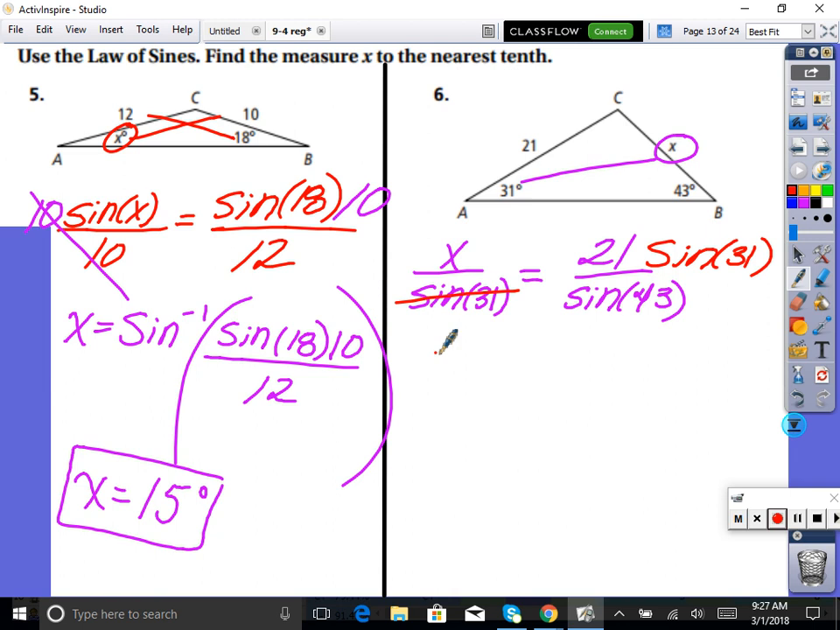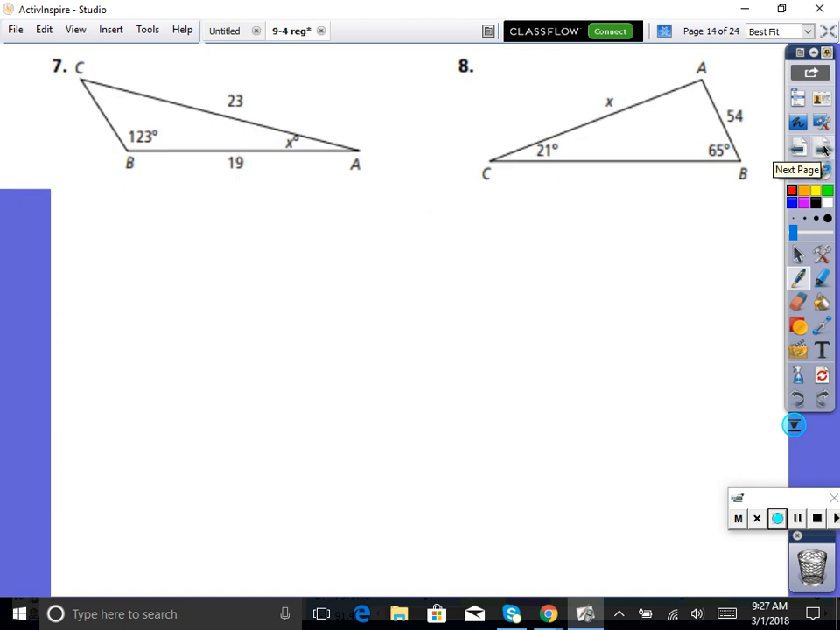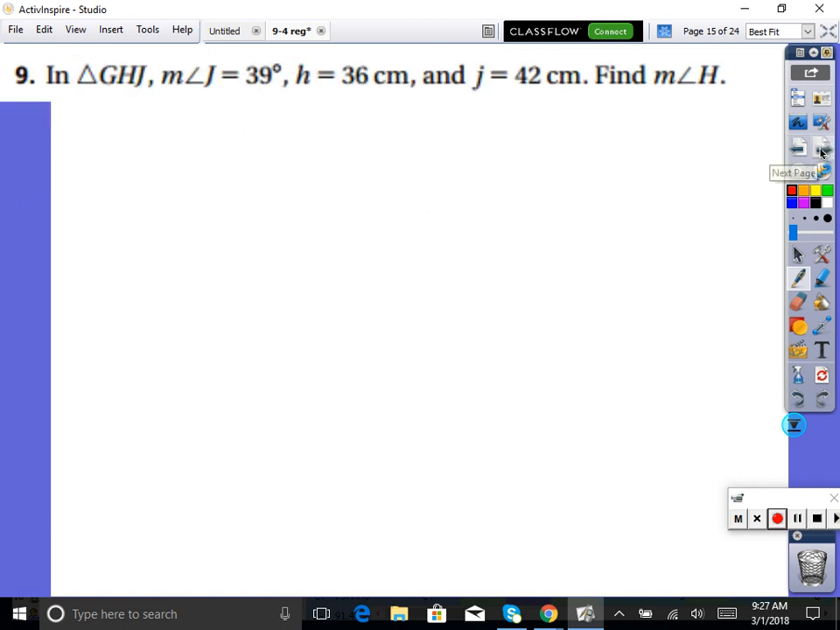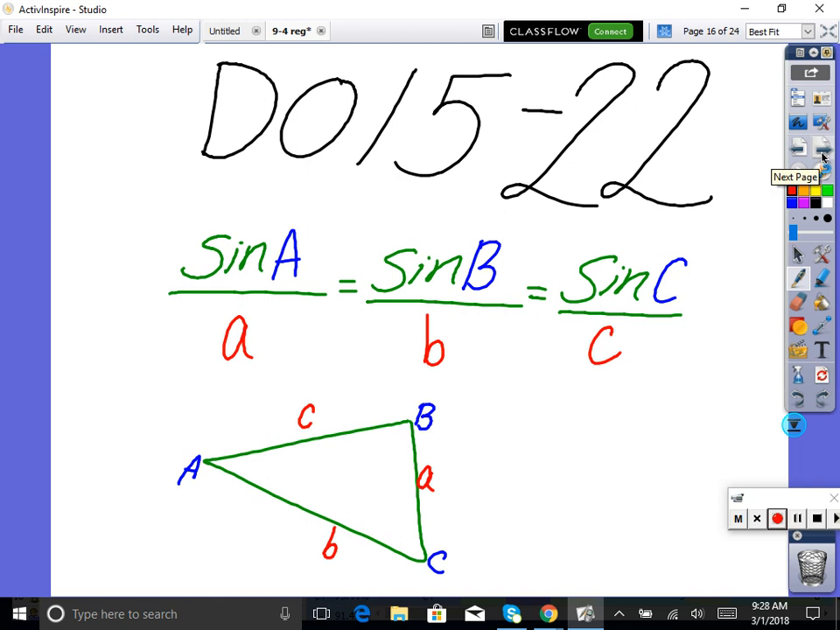Now you'd say, okay, type it into your calculator. So x is equal to 15.8. Okay, cool. We're going to round to the nearest tenth, guys. That's 1 decimal place. Okay, here we go. So we don't need more examples, do we? Okay, sweet. What I'm going to have you do then is 15 through 22.